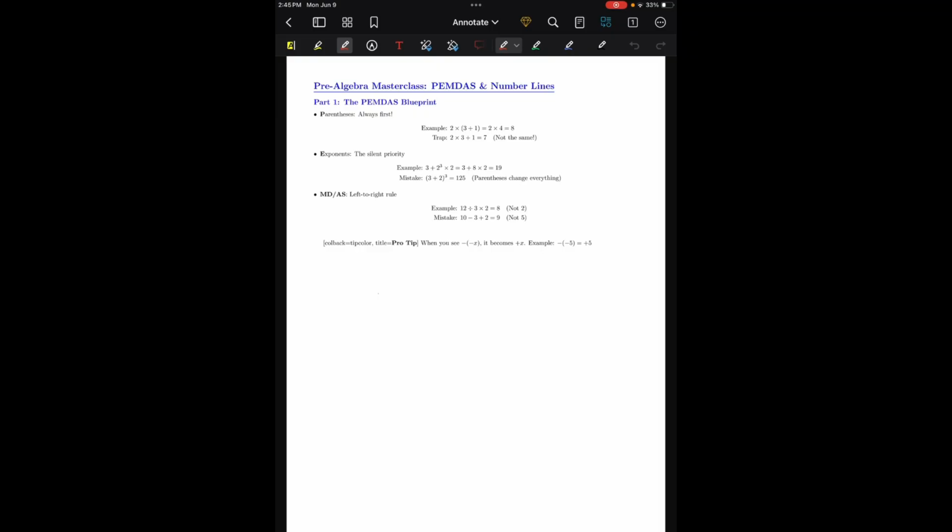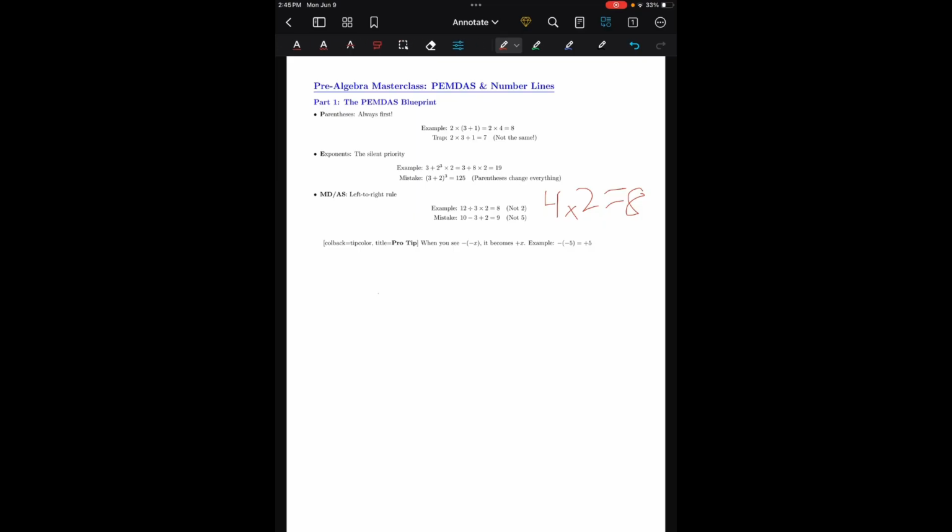So we start with 12 divided by 3. So obviously that's the first one that we evaluate. And we get 4 times 2, and that's obviously 8. So the mistake is people tend to do 3 times 2 first, which is 6, and then 12 divided by 6, which is 2, which is incorrect.